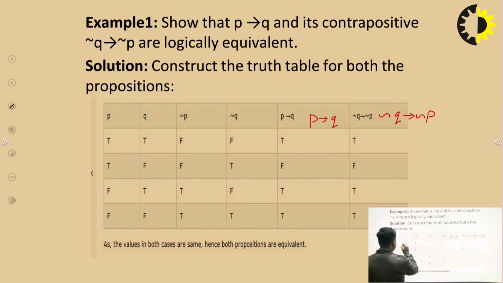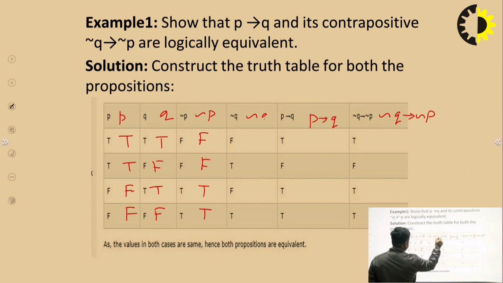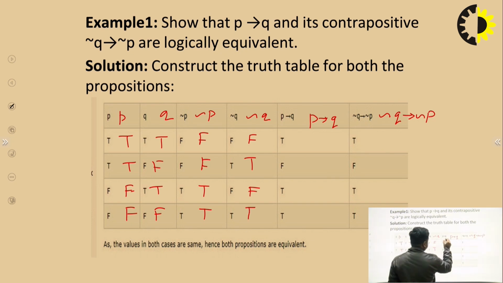So we are taking P and Q: true, true, true, false, false, true, false, false. Okay, we took this P and Q statement. Not of P, you can say that false, false, true, true. Not of Q: false, true, false, true. Okay, so P to Q, this is a conditional statement.